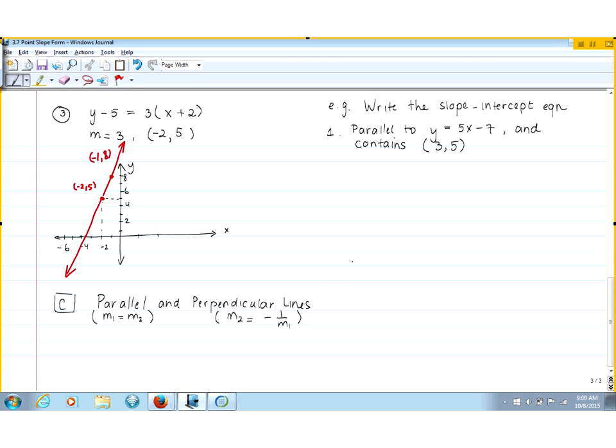And then maybe number 2 is on the next page, but let me write it here. Perpendicular to 3x plus 2y is equal to 5 and contains -2, -3. Okay. So what do we do here?